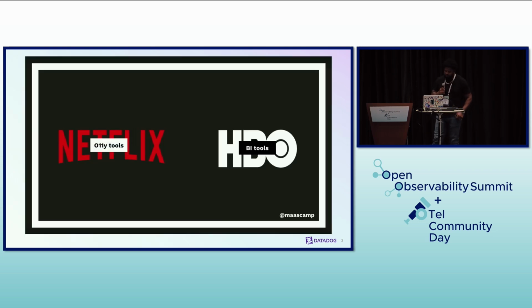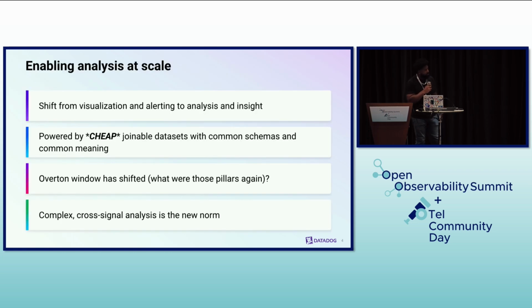So about 6 years ago, coincidentally right around the beginning of OTel, I gave a talk called Observability, It's Bigger Than Production. And in it I talked about how, similar to Netflix and HBO starting at opposite sides and moving toward each other to become the same company, observability and business intelligence tools were doing the same thing. And today I think this shift in observability systems from visualization and alerting tools to analysis and insight engines is mostly complete, and I think that's mostly because of the semantic conventions.